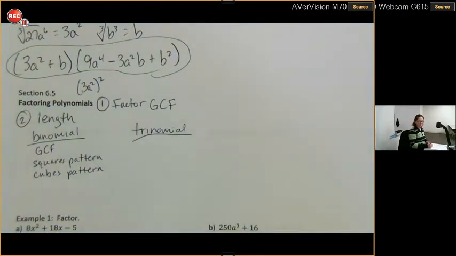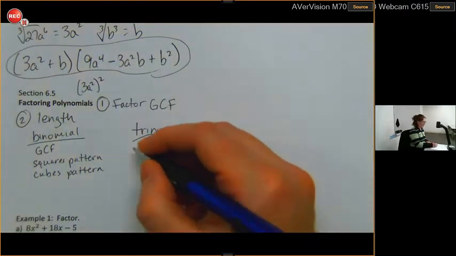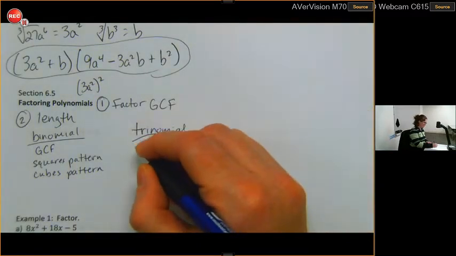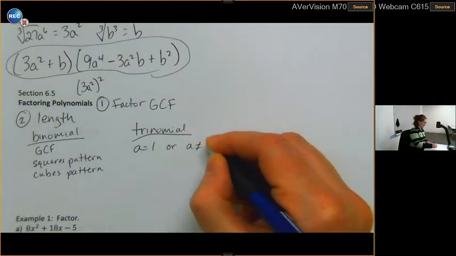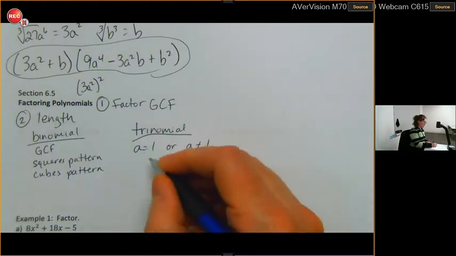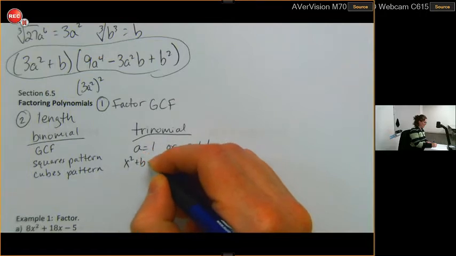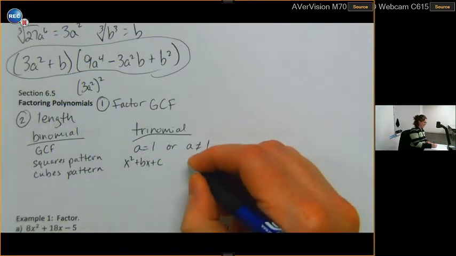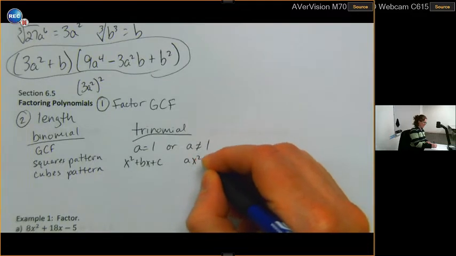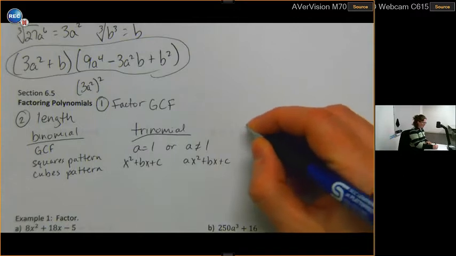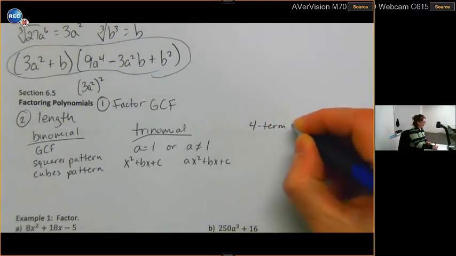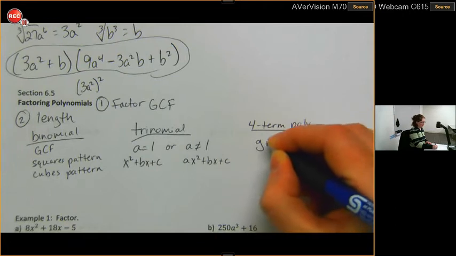If you have a trinomial, you're either going to have the ones that have a number in front or no number in front. When a equals 1, that's no number in front, versus number in front. We talked about this in the last section, so if you need more detail, look at this previous video. And then a 4-term polynomial is always factoring by grouping.